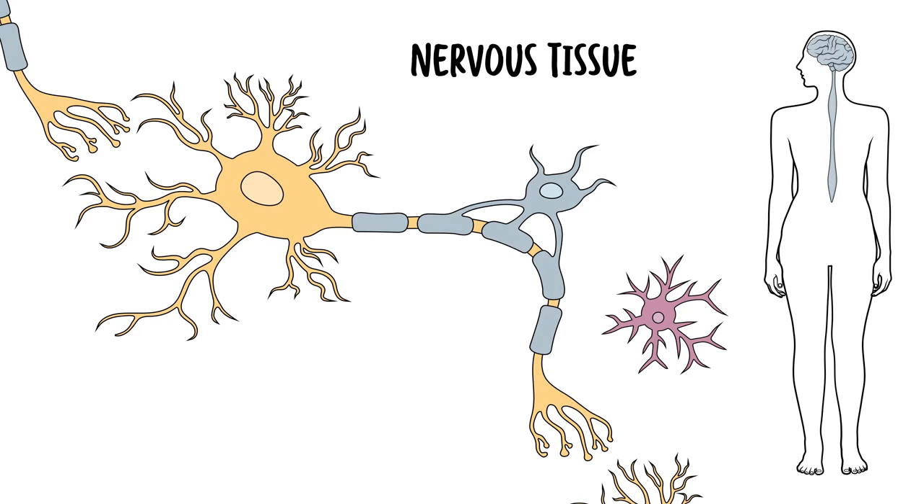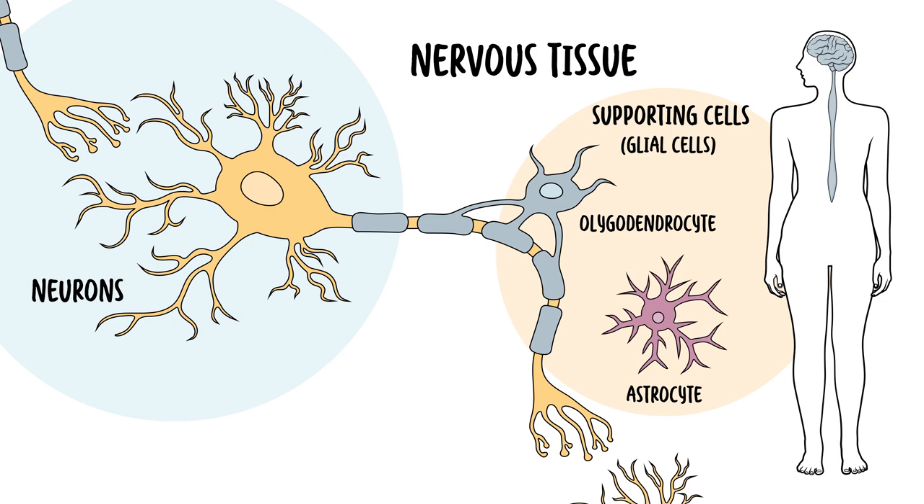Nervous tissue is the second type of tissue, which consists of neurons and supporting cells called glial cells in high numbers. Nerve cells really transmit signals and information to other cells. They serve as communicators, essentially, throughout our body.